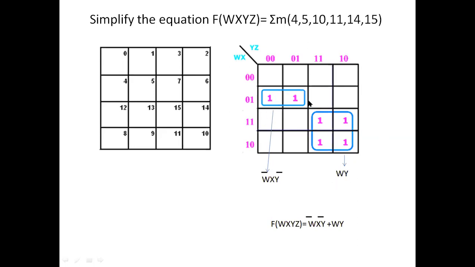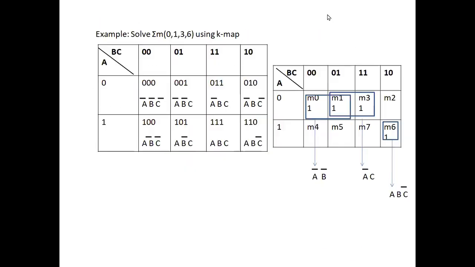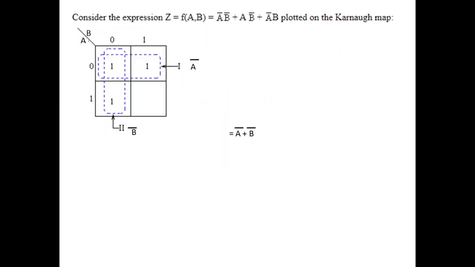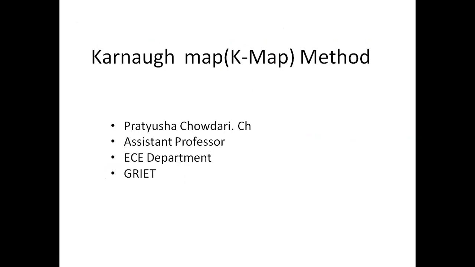And here there is another group that belongs to a single row but 2 columns. So the solution is the row value multiplied by the common term from the columns. The row value is W bar X and the common term from the columns is Y bar. So that is how you can simplify Boolean expressions using K map. I hope you understand how to do K map simplification. It is very simple. You have to take different examples and try to solve them. Thank you.